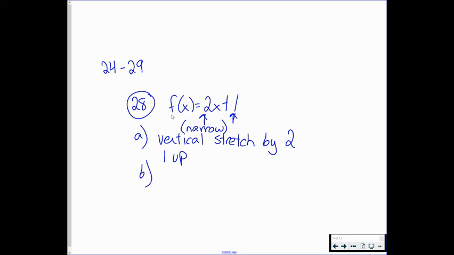All right, now let's sketch. This is a linear function, which means it's going to be a line, because that's just x. And the plus 1 tells me to move the graph up 1 unit. Then just sketch your line. Okay, there's your linear function with a vertical stretch by 2 and up 1 unit.